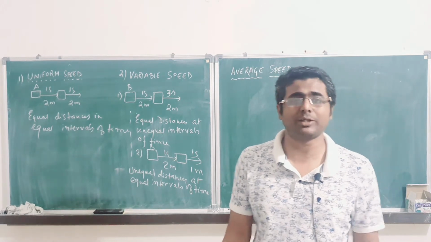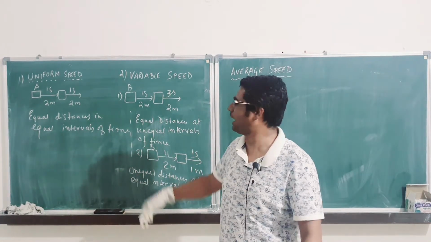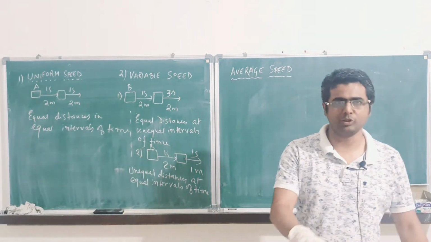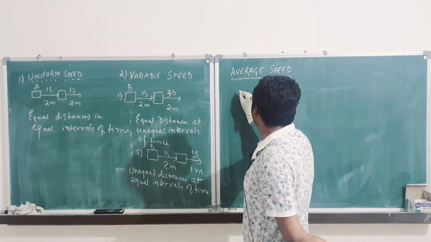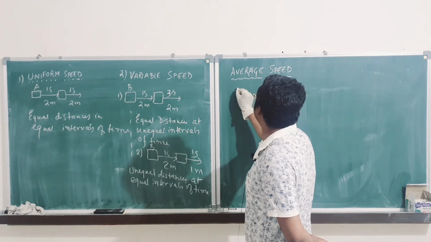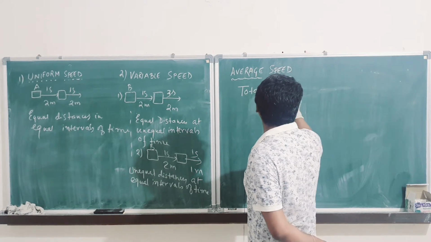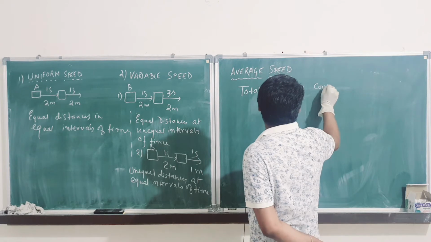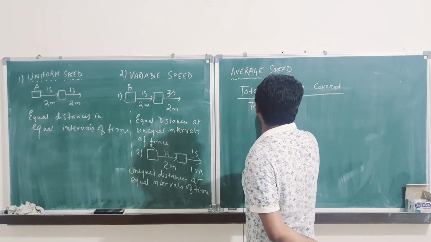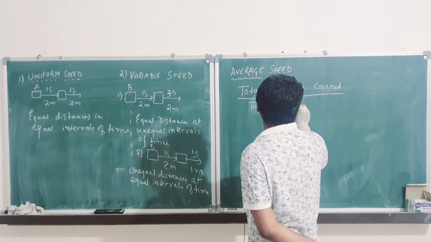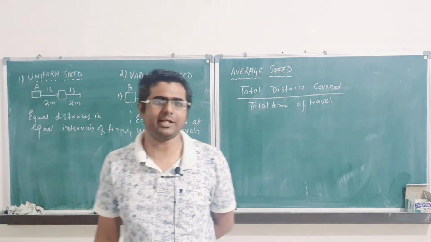Now if somebody asks you, bhai, what is the average speed in totality? Well, I don't know. What will you do, add both of them and divide by 2? Then you will be wrong. Okay, you will be wrong. How to calculate average speed? Very important, many questions are asked from it. Average speed is basically total distance covered by total time of travel.